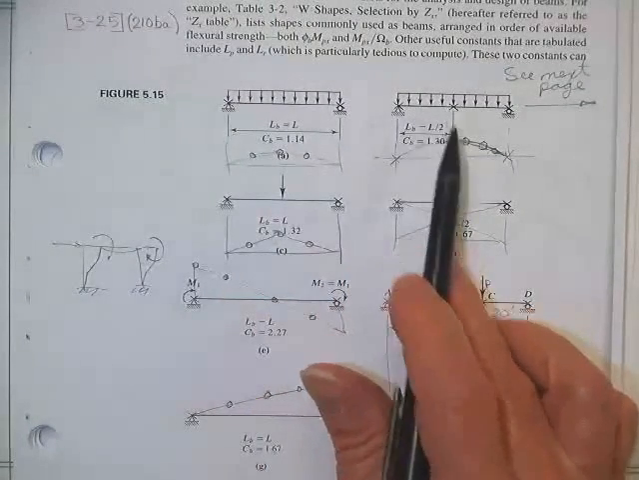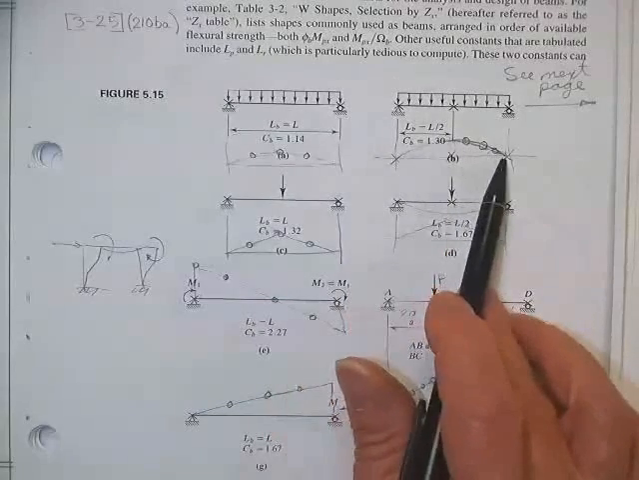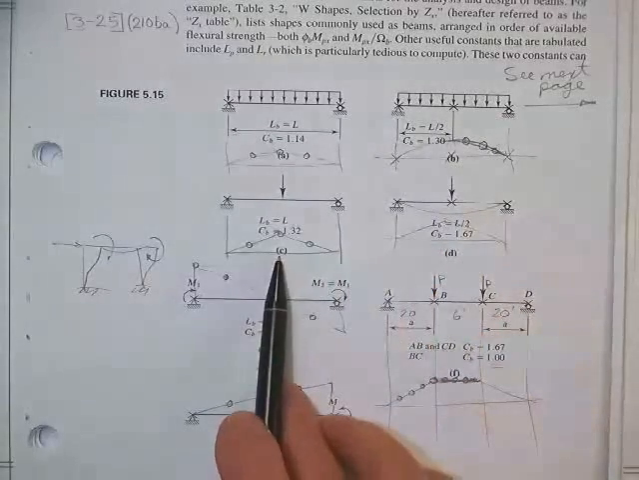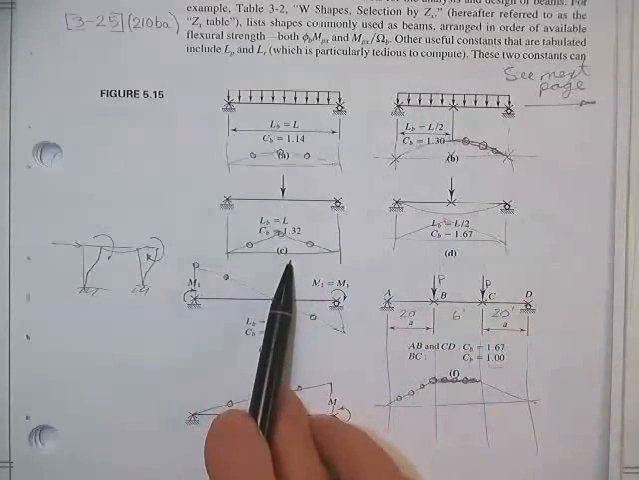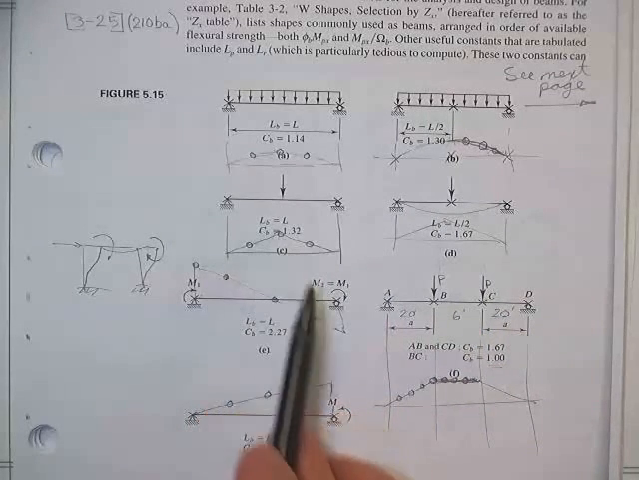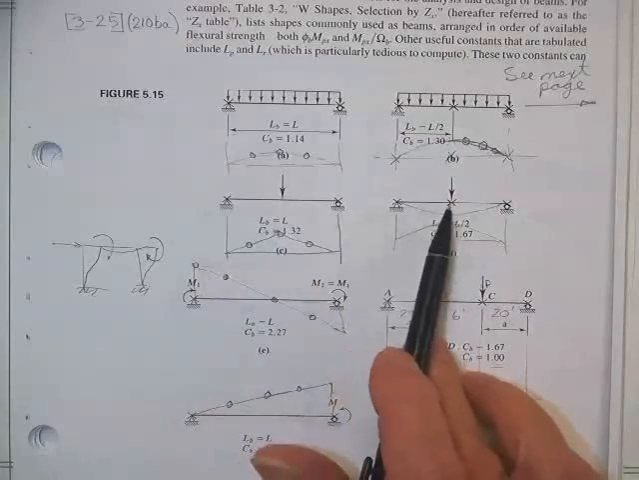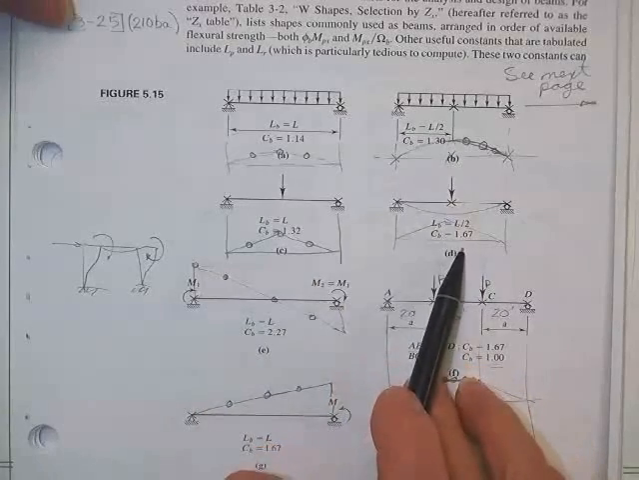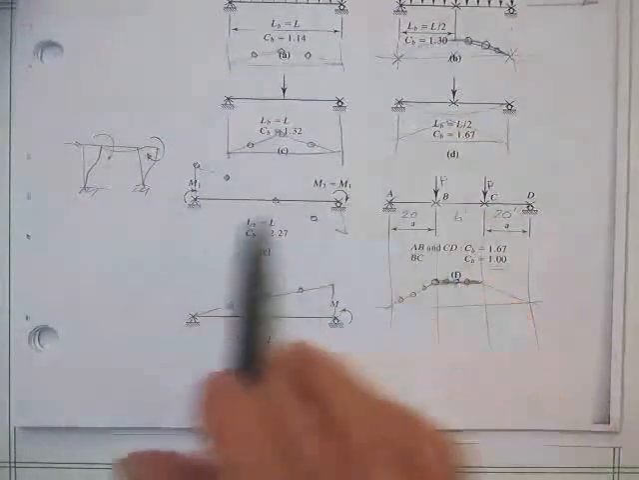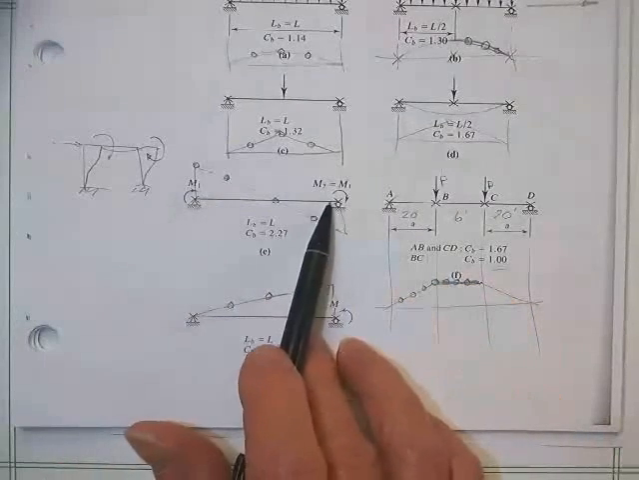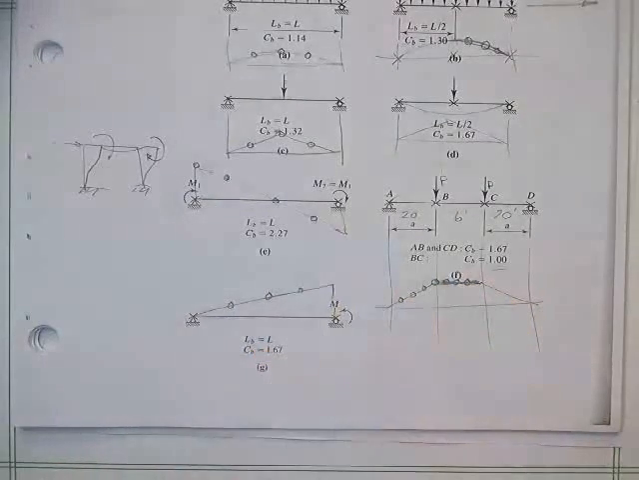Here's one with the brace in the middle. We didn't derive it, but we saw it. Here's the one for a concentrated load in the middle. Here's the one for a concentrated load in the middle with a brace also in the middle. Here's one for equal moments on each end.